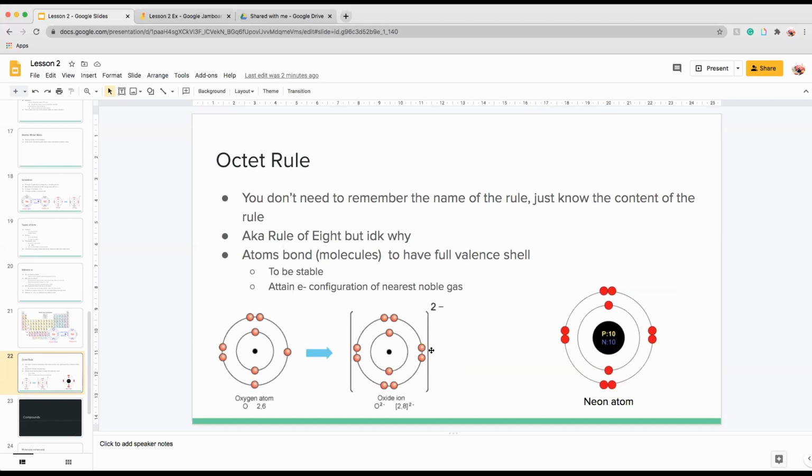This kind of compound or molecule is called a molecular compound. Wow. Oopsies.